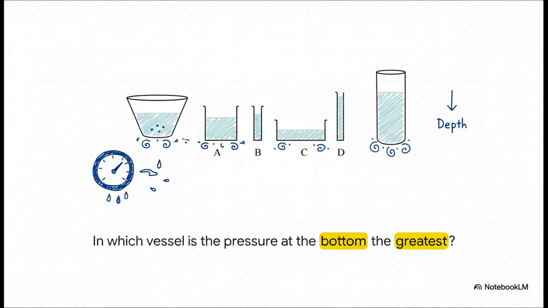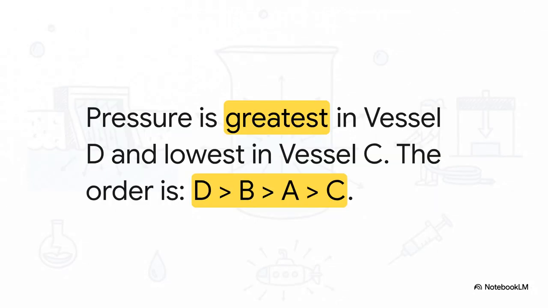Take a second and think about it. Okay, got your answer? The pressure is actually greatest in vessel D. Yeah, D. And it's lowest in C. Now, I know this can feel a little weird at first. You might think the shape or how much water is in there matters, but it doesn't. The only thing that counts for pressure at the bottom is the vertical height of the fluid column.